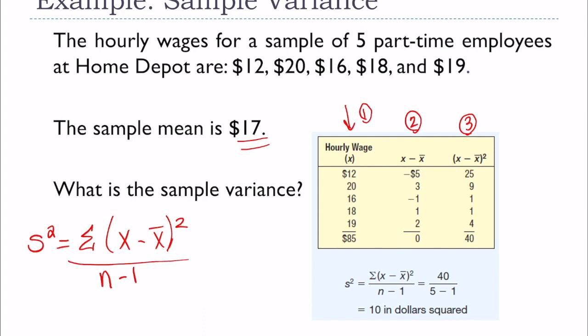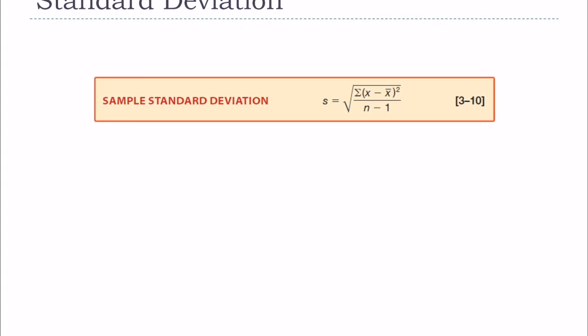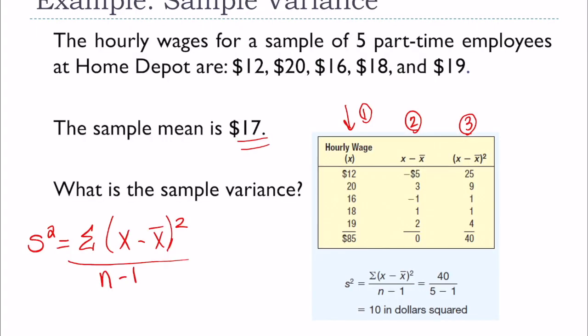So once I do that, sorry y'all, let me go back. Once I do that, I sum all of them up and I get to a value of 40, which I then plug into my equation, put my 5 minus 1 in the denominator, and my sample variance is 10 dollars squared, which again doesn't make any sense to most of us, probably any of us.